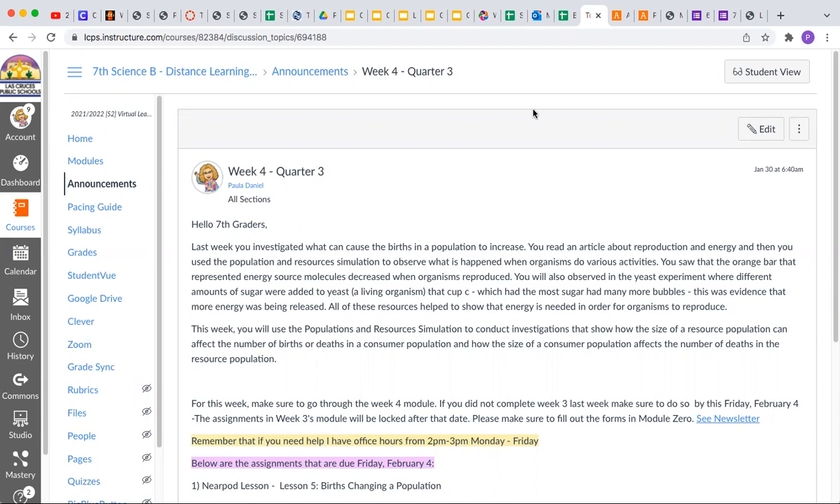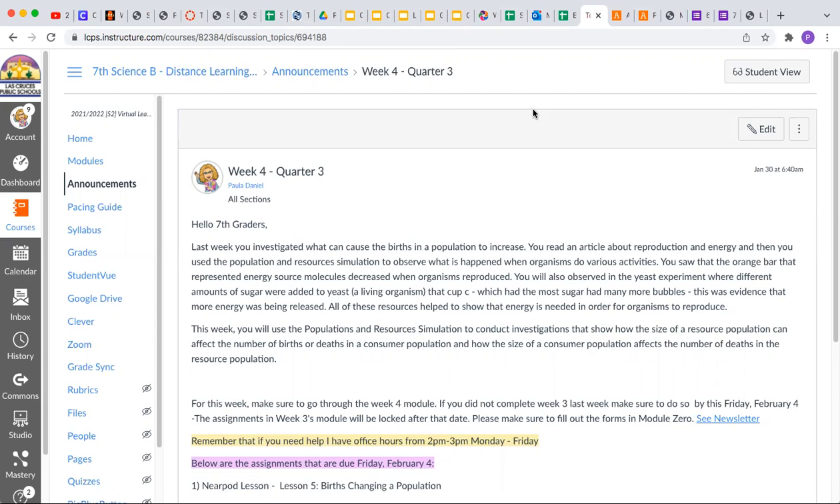Last week, we really looked at what can cause births in a population to increase. And in the sim, we gathered evidence for what energy is needed in order for organisms to do all the activities that they need to do in order to reproduce, such as attracting a mate or fighting off others in order to have the territory in order to mate, or to go to the place where they give birth or help protect the babies after they're born. So all that was part of the article as well.